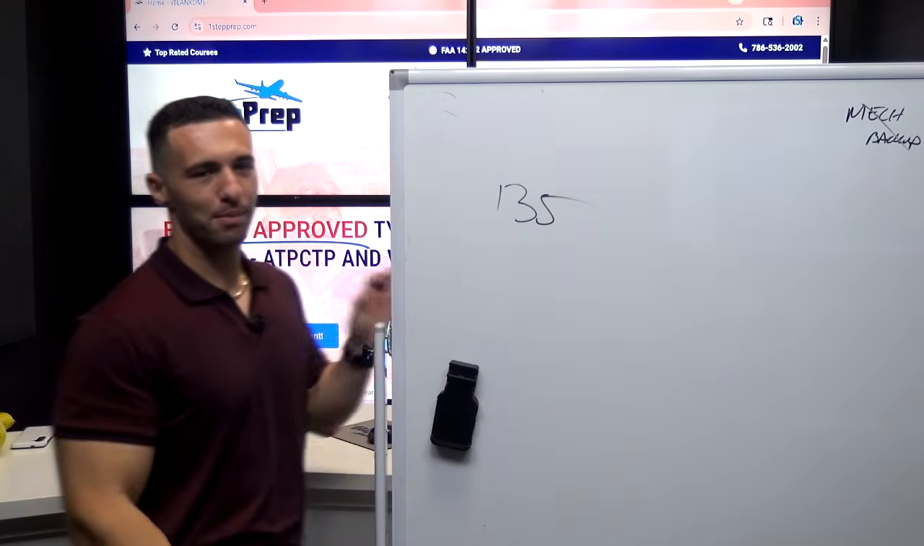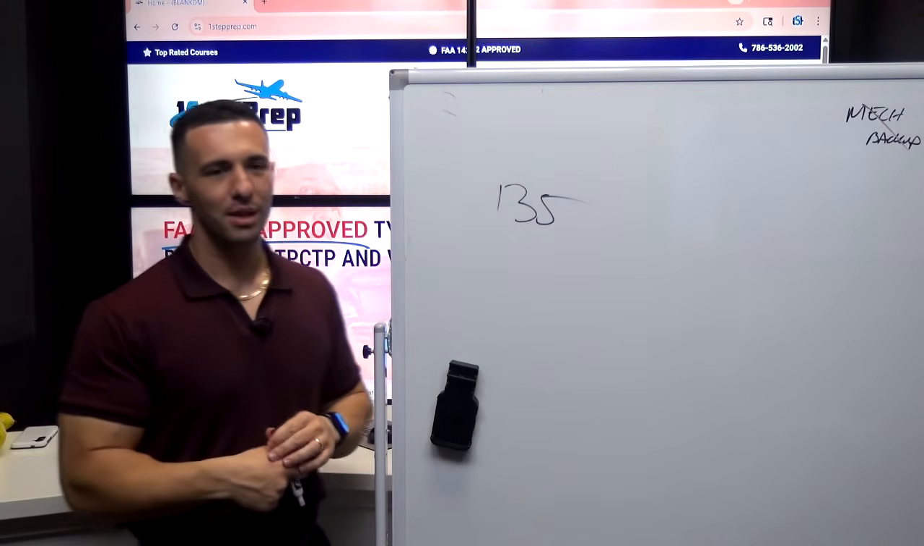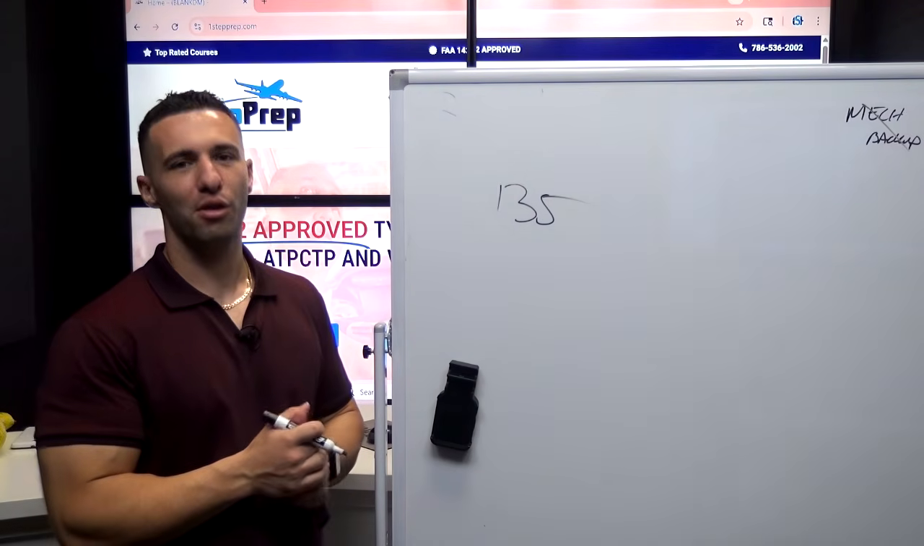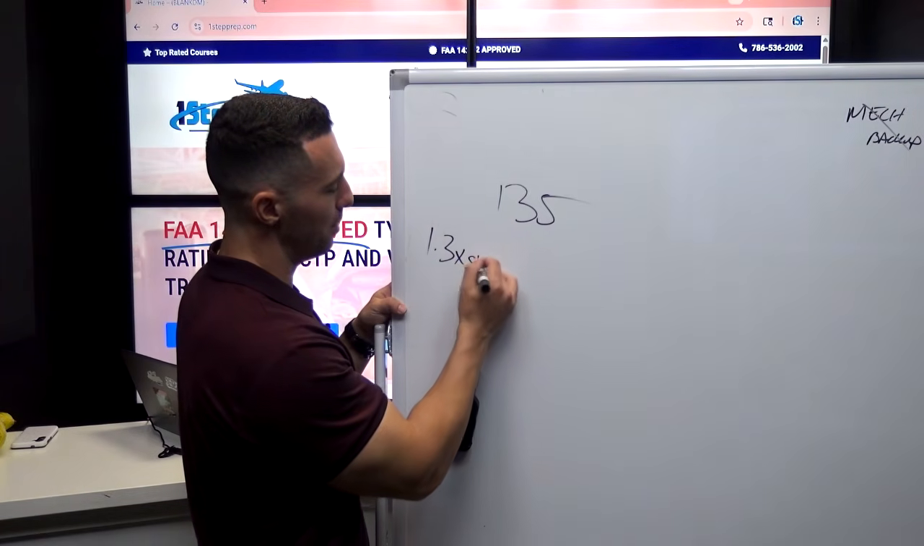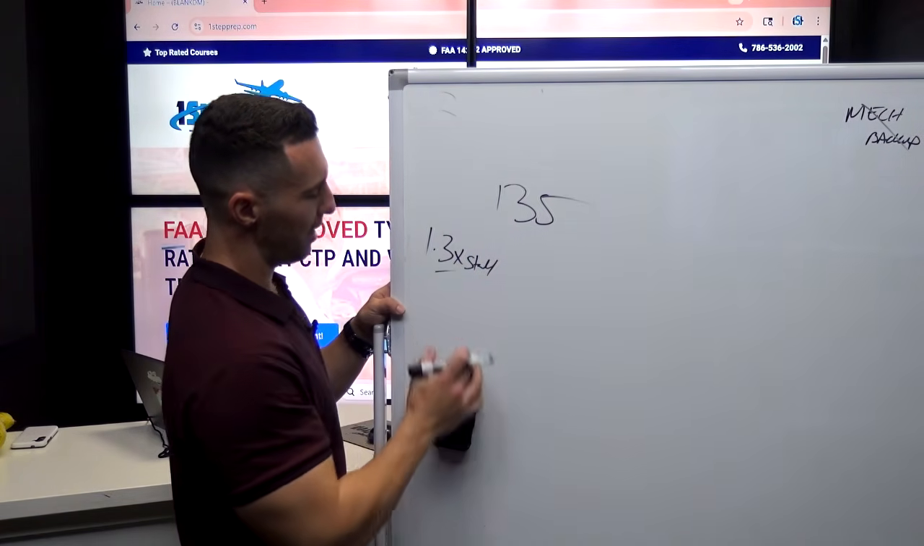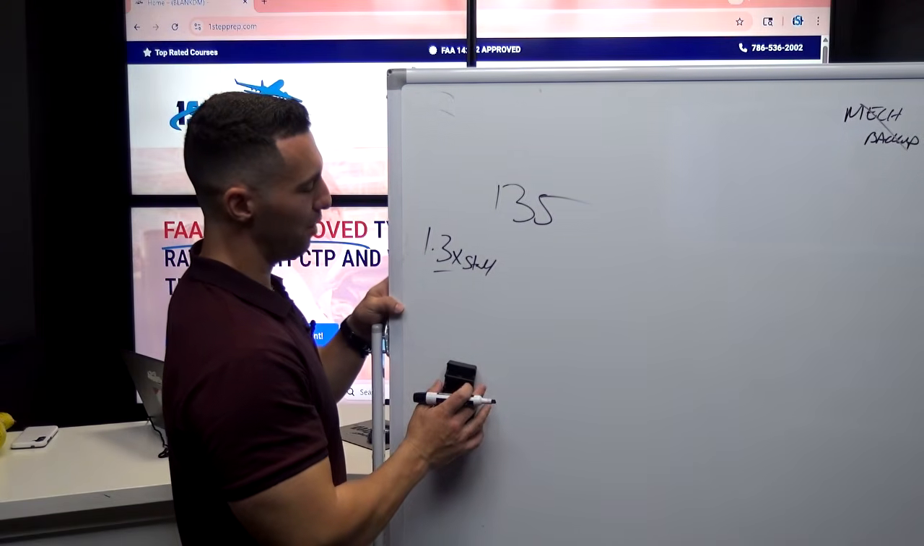Boom, there's my VLS there, lowest selectable speed. VLS is basically a function of stall speed. If I'm not mistaken, I think it's 1.3 times stall speed. Don't quote me on that, I've got to look it up. But it's 1.3 times the stall speed, I think.